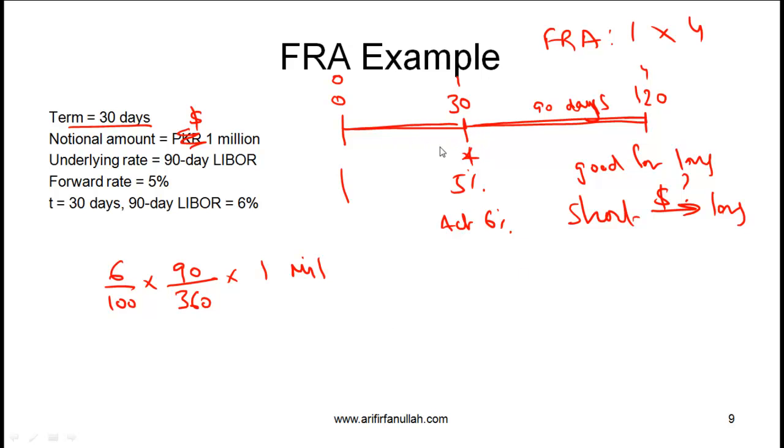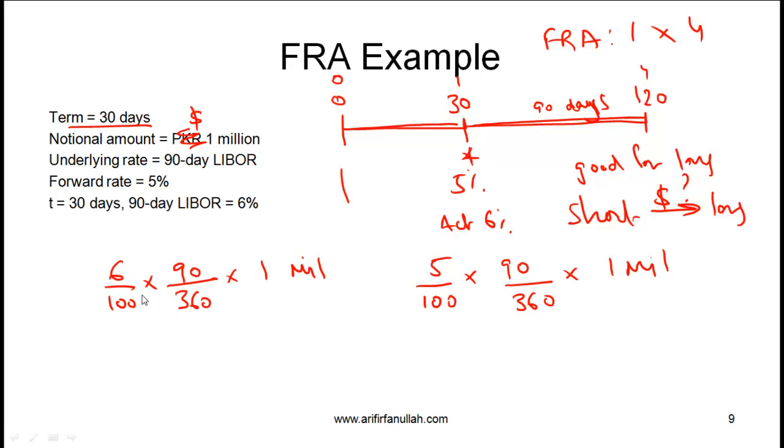So this is how much the long would have to pay if he hadn't gotten into the forward contract. Now, given that he has the forward contract, how much does he actually need to pay? That amount is 5 over 100, so 5% interest rate, again for a 90-day period, which is 90 over 360 into 1 million. So this is how much he actually pays.